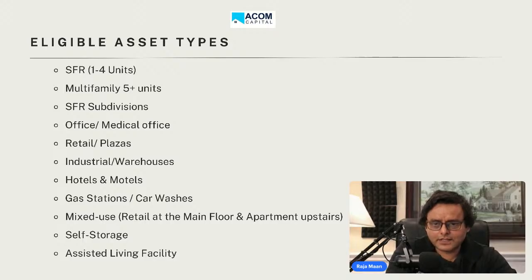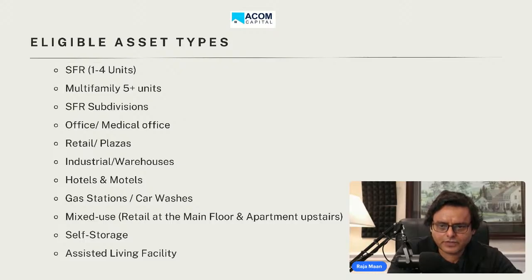So let's go to the next page, eligible asset types. A lot of lenders do many other things, but we focus on a few things. Single family residential, 1 to 4 units, can be duplex, triplex, fourplex. Multifamily, 5+ units, sky's the limit. You can go 100, 200 units. We have investors for those properties, especially under Fannie and Freddie. The loan can be as large as possible.